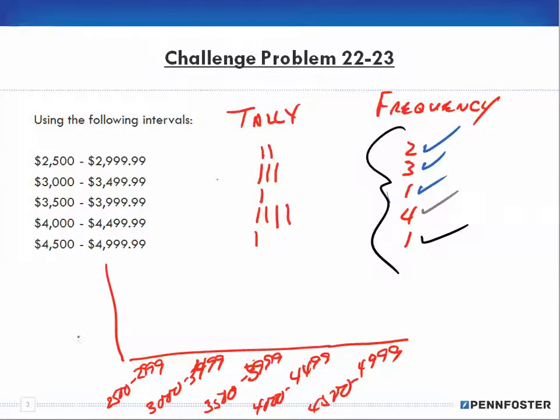And then of course this way I'm going to have 1, 2, 3, 4 as the frequency. So here's my frequency. Trying to write sideways here. Frequency.